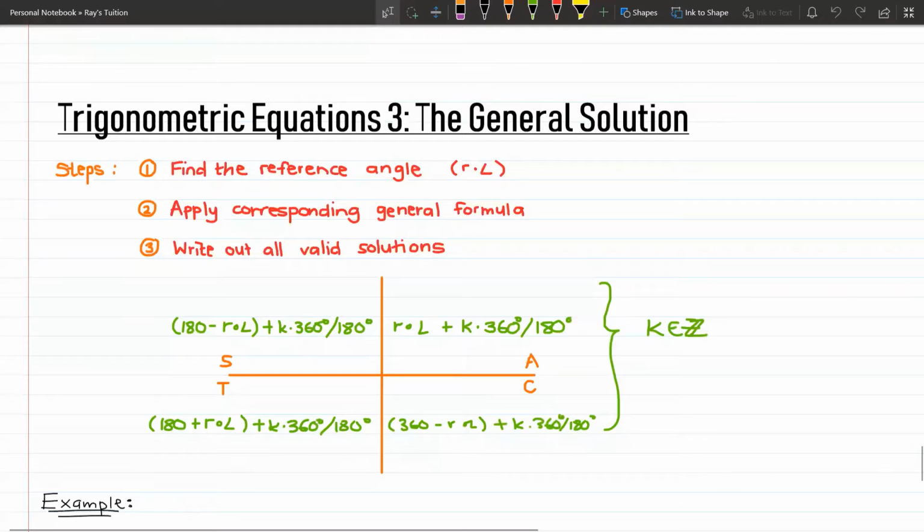Everybody, and welcome to this video on trig equations. In this video, we have a look at getting the general solution for a trig equation. So let us have a look through the steps.